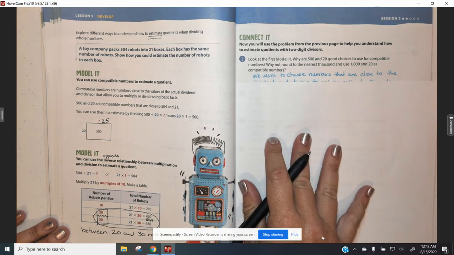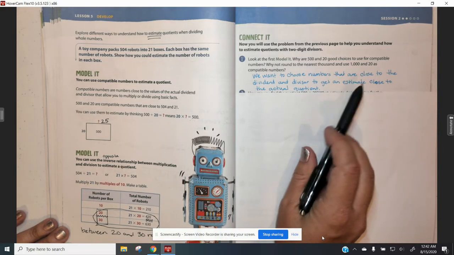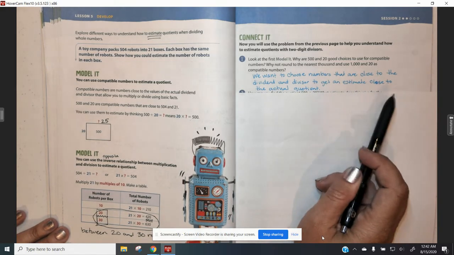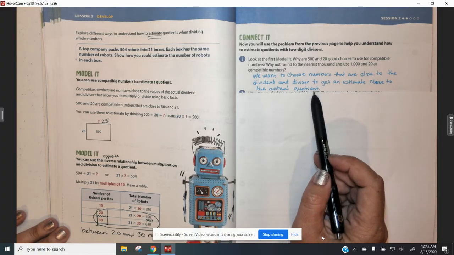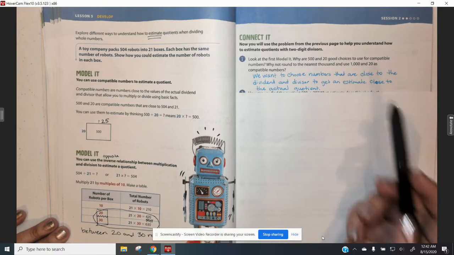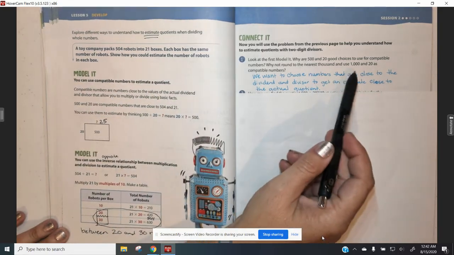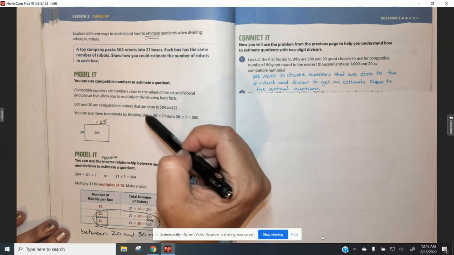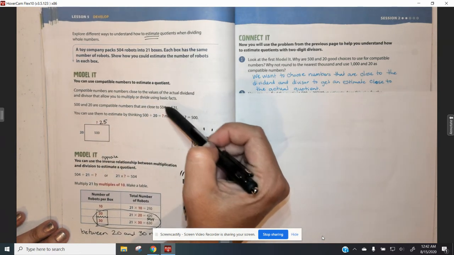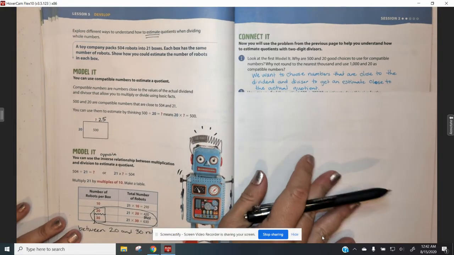All right, I know that we want to choose numbers that are close to the dividend and the divisor to get an estimate that's going to be close to the actual quotient. If we used 1000, our answer would have been way too high, because 1000 is very far away from 504. But 500 is extremely close to 504.